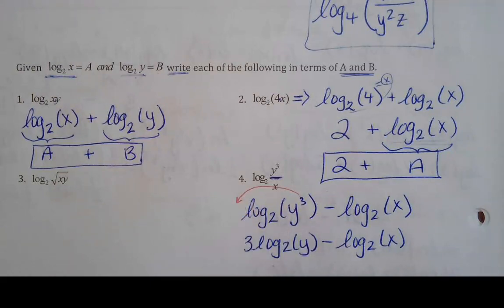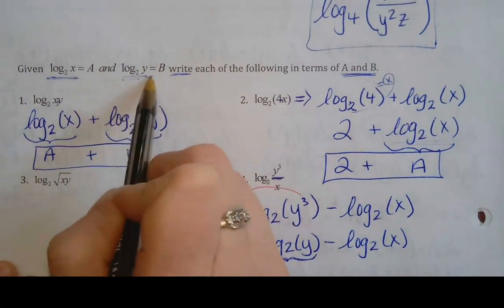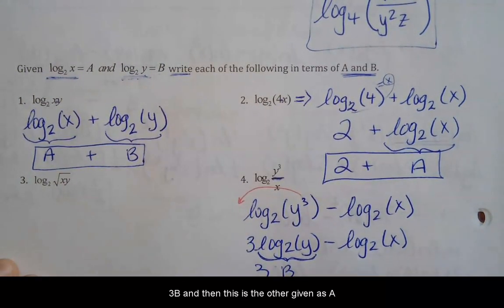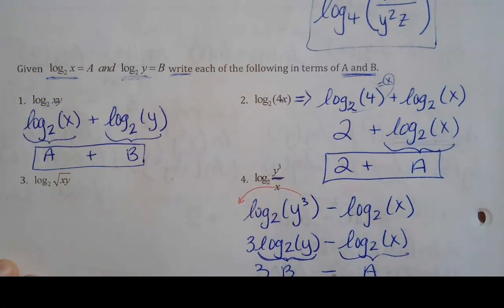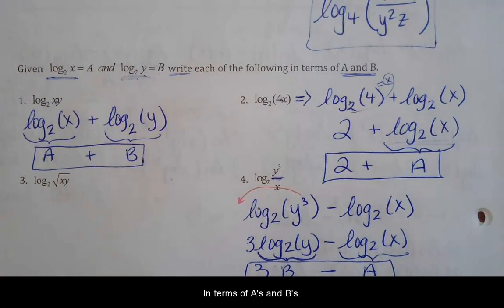So that 3 pops out front. This is part of what was given right here. That's b. We have 3b, and then this was given as a. It would be 3b minus a if I rewrite it in terms of a's and b's.